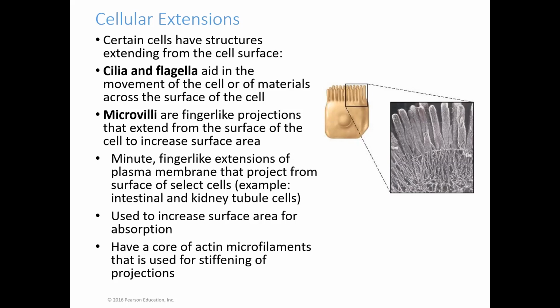Areas where we absorb nutrients, like in our small intestine, are lined with simple columnar cells. The membrane of the simple columnar cells extends upward into these villi, so we have an increased surface area. And then coming off the villi, we have microvilli, so we have an even greater surface area.